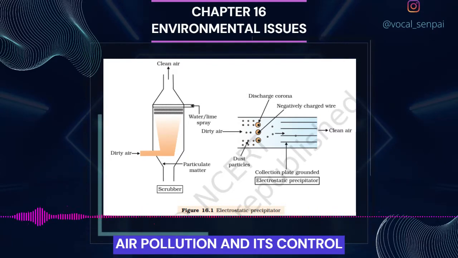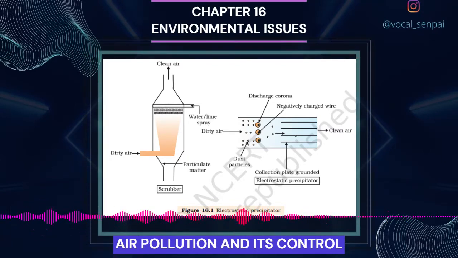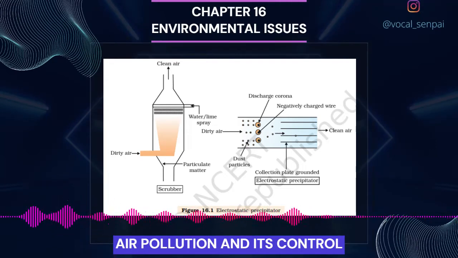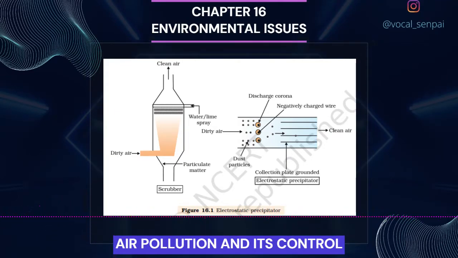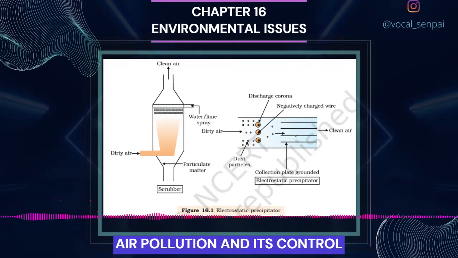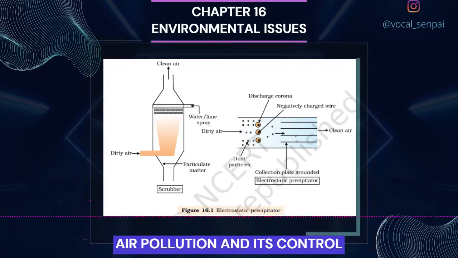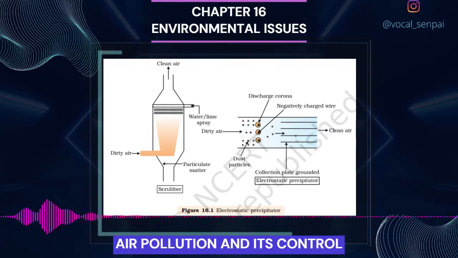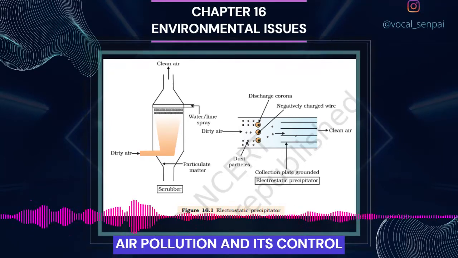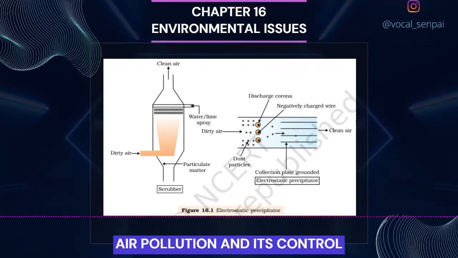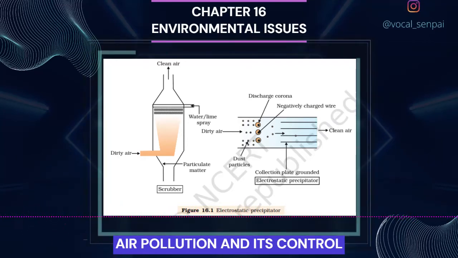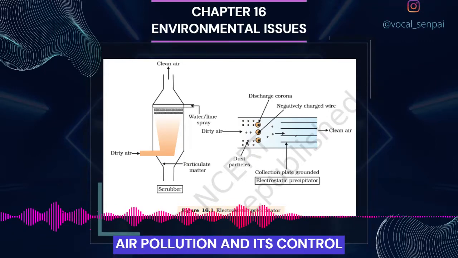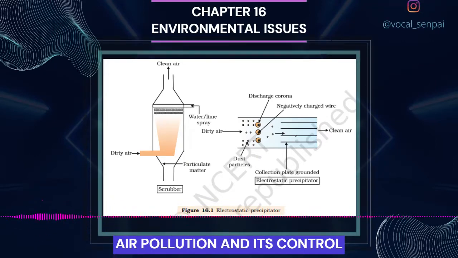It has electrode wires that are maintained at several thousand volts, which produce a corona that releases electrons. These electrons attach to dust particles, giving them a net negative charge. The collecting plates are grounded and attract the charged dust particles. The velocity of air between the plates must be low enough to allow the dust to fall. A scrubber, figure 16.1, can remove gases like sulfur dioxide. In a scrubber, the exhaust is passed through a spray of water or lime.